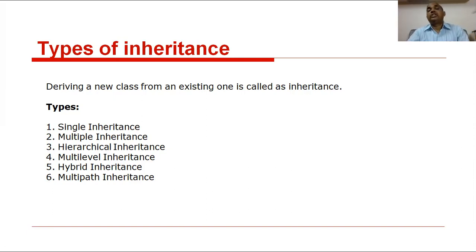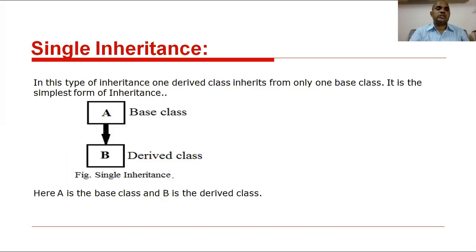What is an inheritance? Deriving a new class from an existing one is called derivation. Inheritance is a new class deriving the data from the base class. There are 6 types of inheritances. Here, single inheritance and multiple inheritance were already discussed in the previous section. Now we want to learn about hierarchical, multi-level, hybrid, and multipath inheritances.